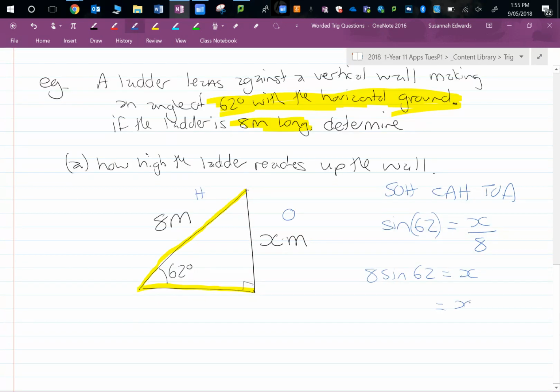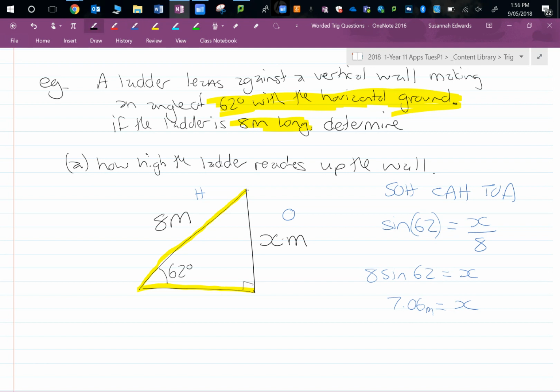And we can put that into our calculator. So then, 7.06 meters. Now, does that seem right? Why? Because it's smaller than the hypotenuse, okay? So we can go, yeah, that seems about right. I can be pretty confident in my answer there.